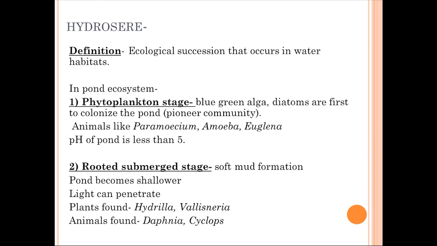Then there are certain protists like paramecium and amoeba. In that case, the pH of the pond is less than 5.